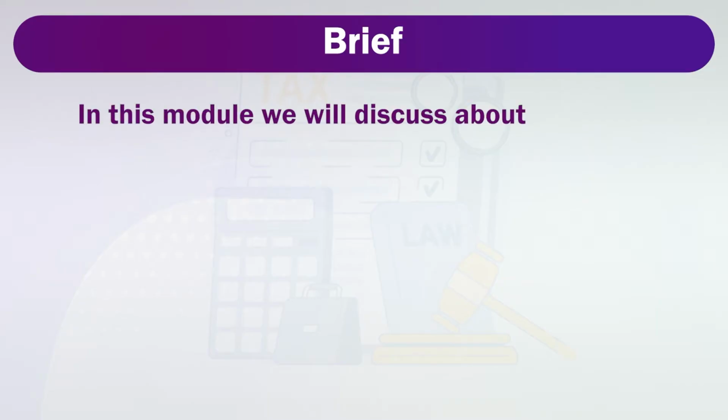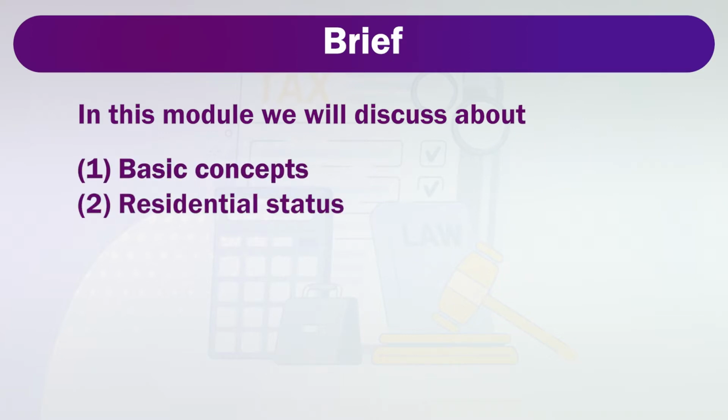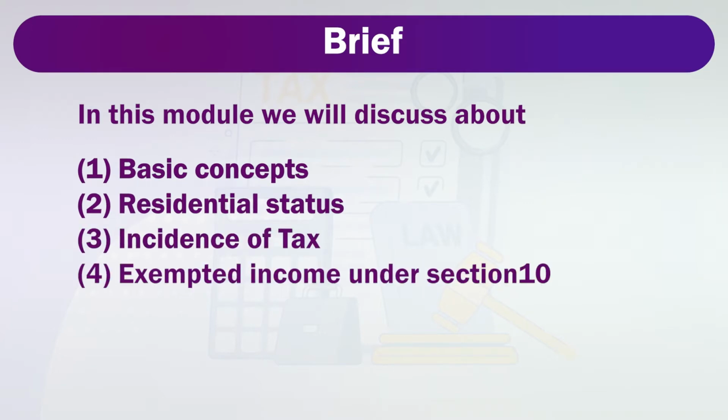In this module, we will discuss about number 1, basic concept, number 2, residential status, number 3, incidence of tax and number 4, exempted income under section 10. To understand income tax, it is essential to understand basic concept and relevant aspect of Income Tax Act of 1961. All these concepts are legally formed. They have legal interpretation and so their meaning plays a vital role in case of dispute, if any.